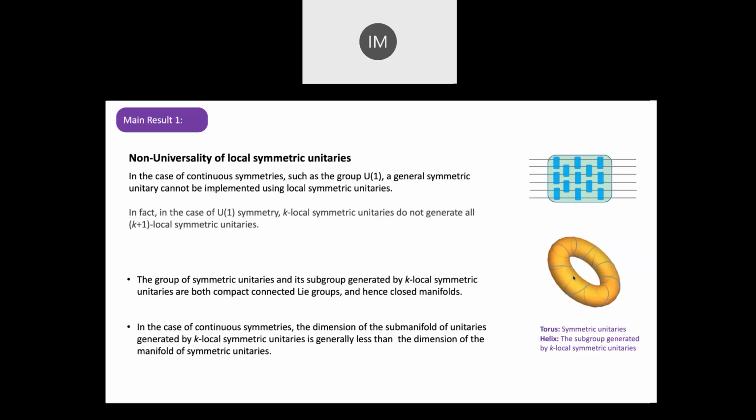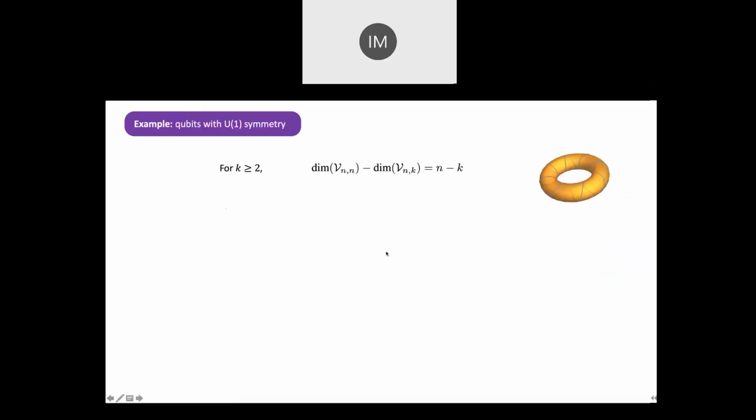Okay, so let's go back to our running example of U1 symmetry. In this example, I have n qubits with U1 symmetry. And so the question is, what is the group? This is the subgroup generated by k local U1 invariant unitaries, and this is all U1 invariant unitaries, V_n. And the difference between the dimensions, you can show that it's equal to n minus k. So as long as k is smaller than n, you don't have universality.